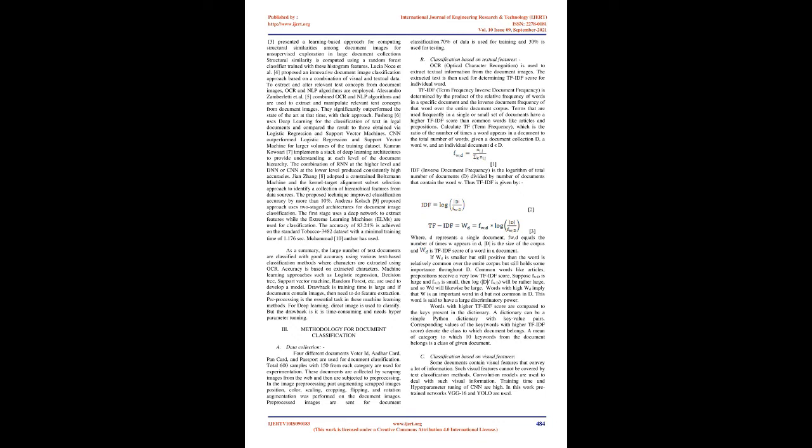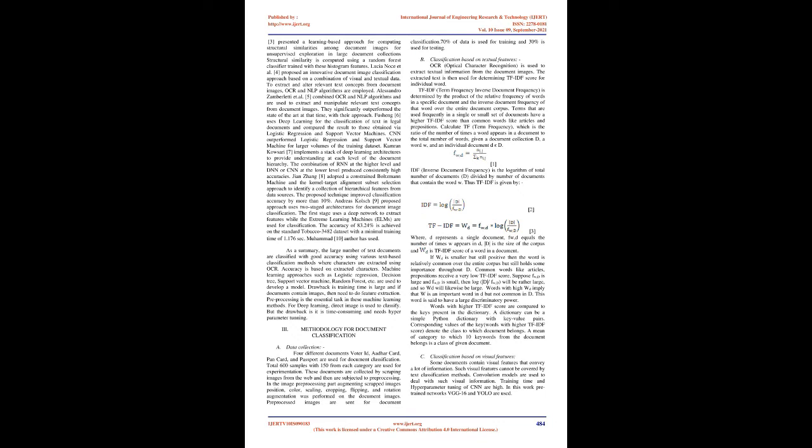Alessandro Zamberletti et al. 5 combined OCR and NLP algorithms to extract and manipulate relevant text concepts from document images. They significantly outperformed the state-of-the-art at that time with their approach. Fusion 6 uses deep learning for the classification of text in legal documents and compared the results to those obtained via logistic regression and support vector machines. CNN outperformed logistic regression and support vector machine for larger volumes of the training dataset.